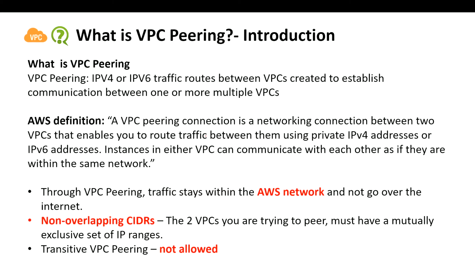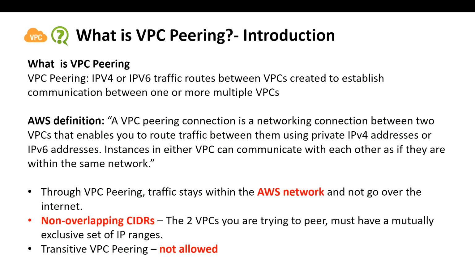Now let us go to the actual agenda. What is VPC peering? AWS has its own definition, and again in my own words, let's say you have created VPCs already. You have one VPC and another VPC, with different CIDR ranges. If you want to enable communication between one or multiple VPCs, that process is called VPC peering.